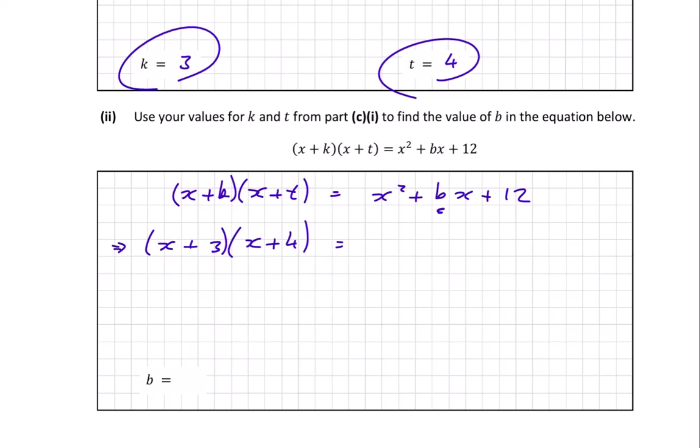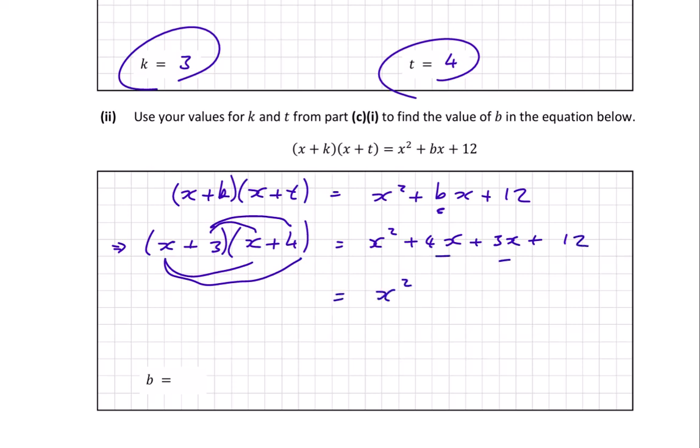Let's multiply those out. That gives us x times x, which is x squared, x times 4, which is 4x, 3 times x, plus 3x, and 3 times 4, plus 12. So what we get is x squared. We can add these two here, they're both x's, so 4x plus 3x is 7x, and we have plus 12.